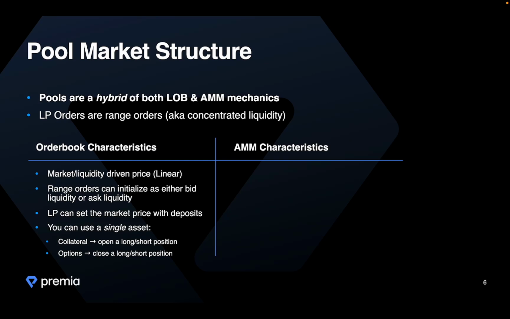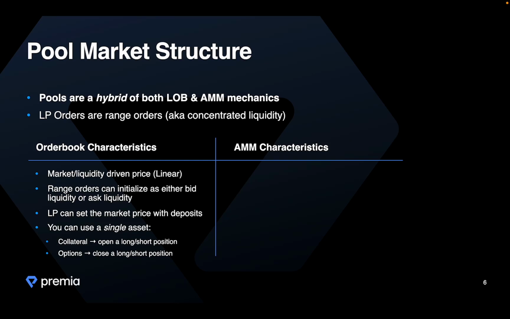LPs can also set the market price with their deposits. And so you can imagine like a limit order book, when there's a very wide spread and the market's not competitive, orders can be placed in front of each other that would essentially create more competition, and with more competition, the spread between the bid-ask collapses and gets smaller. That characteristic also holds true with these pools. When users or LPs put in capital, they can essentially cause the spread in the market to get smaller and smaller.